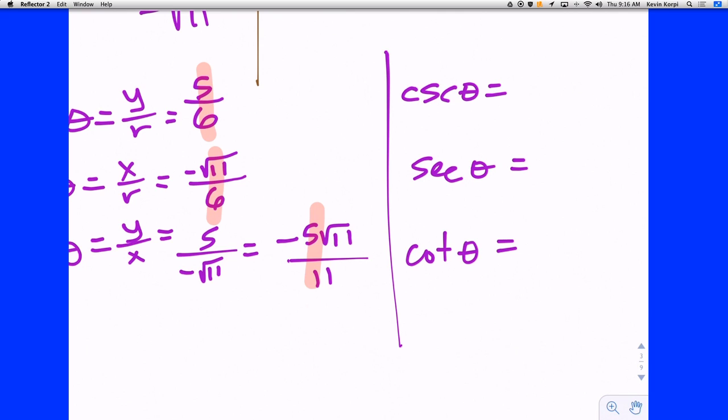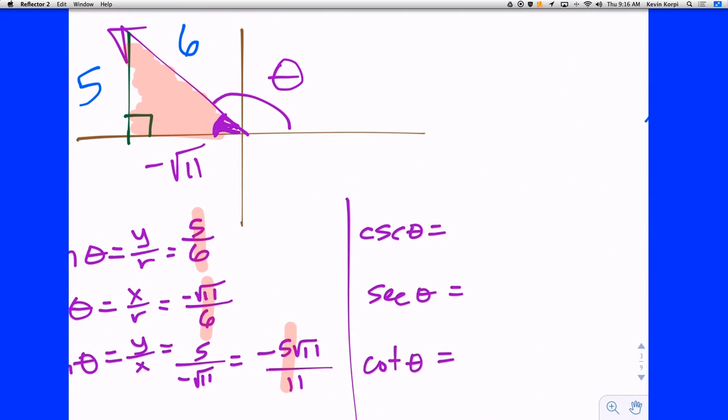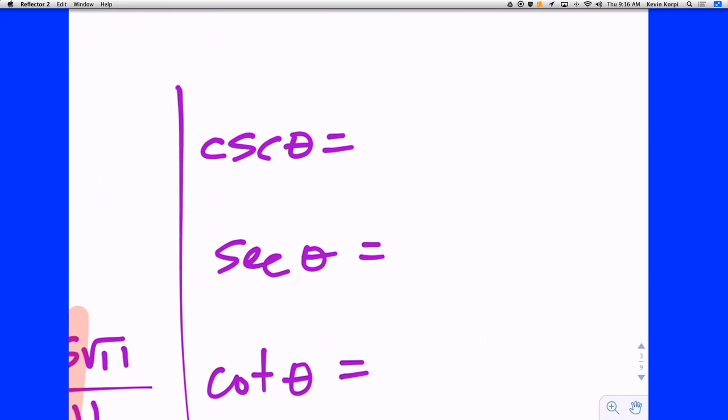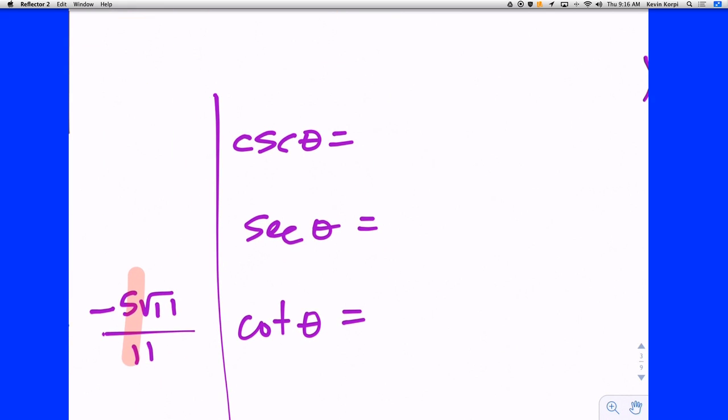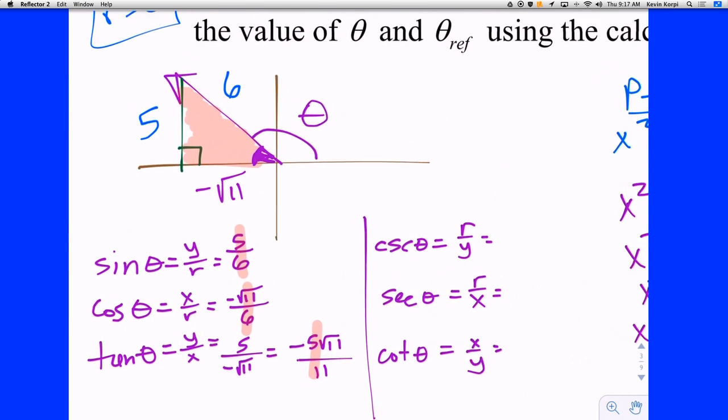Now, rather than just flipping the ratios that we got here, which doesn't really reinforce the definitions, we're going to actually pull these ratios off the triangle again and then compare and make sure they are reciprocals. It's another way to check. So cosecant is what in terms of x, y, and r? R over y. Good. Secant is r over x, and cotangent is x over y.